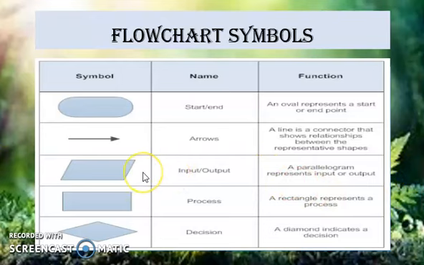Thirdly, there is a parallelogram shape. It represents input and output, the results of an explanation. Then comes the rectangular shape. This represents the process. This is what we use in English to explain the process. But in a programming language, they'll use almost all the shapes with these meanings. Followed by that, we have a diamond shape, which indicates a decision.